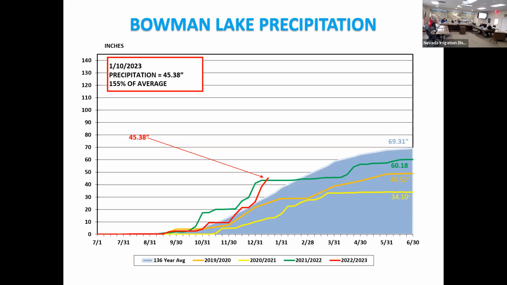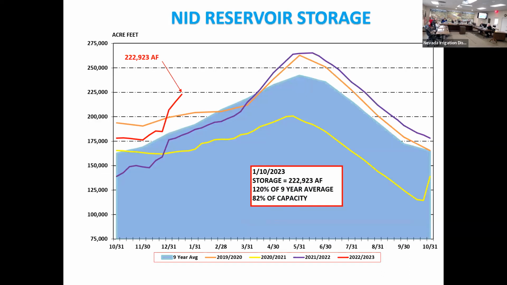Well, I'm going to give you a slide so you can cheat a little bit and we'll get the state's numbers. Okay, NID reservoir storage also looking very good at 222,000, basically 223,000 acre feet, which is 120% of our 9-year average and 82% of overall capacity. So we're well above where we were this time last year by about 50,000 acre feet. The thing is, moving forward, you're going to see this line kind of start to flatten out, and that's because our lower elevation reservoirs are all full and spilling. We have nowhere else to put the water. Our upper elevation reservoirs are probably not going to see an abundance of inflow until we start seeing snow melt. So we're really in very good shape as far as the reservoirs go.